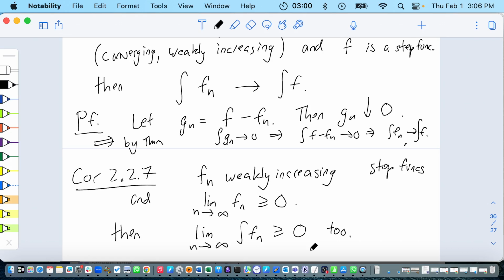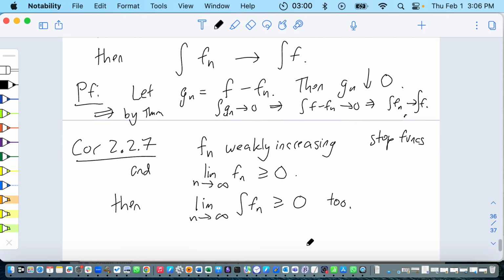The proof is silly and doesn't have any content to it. You just play with the 0 in the right way. So I'm going to leave the proof. If you want to see it, go read the textbook. There's some trick with gn being the maximum of fn and 0 or something like that.